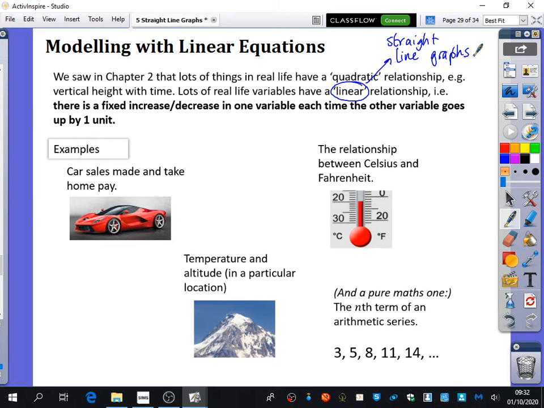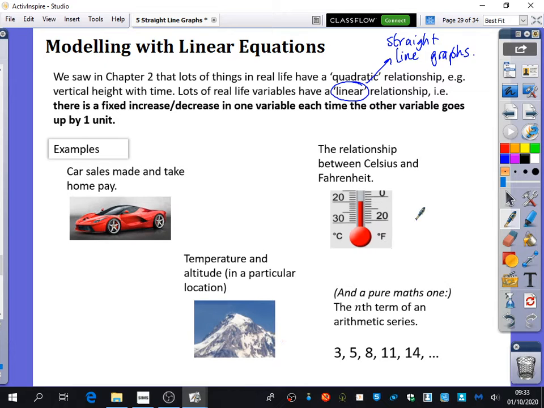Lots of things have a linear relationship. What that means is that there is a fixed increase or decrease in one variable each time the other variable goes up by 1 unit. So for example, the car sales made and the take-home pay. Lots of people who sell cars get their pay directly proportional to the number of cars that they sell. Temperature and altitude in a particular location also have a linear relationship. The higher you get, what happens to the temperature? Colder. That relationship is linear, which means that every time you go up, say, 10 meters, the temperature will have decreased by a fixed amount if you're in that same location.